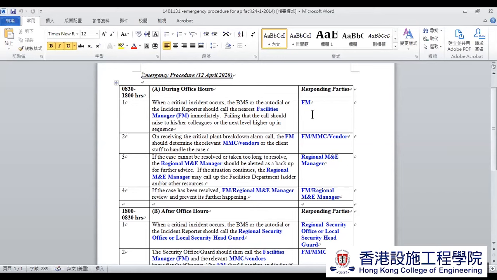On receiving the critical plant breakdown alarm call, the facility manager must determine whether this is contractor's work, or the client staff can handle the case, or in fact it is the building managers. Because sometimes the data center may not belong to your own property. There's another building provider, right, the developer. So you need to find out which one should do this work to save time and effort.